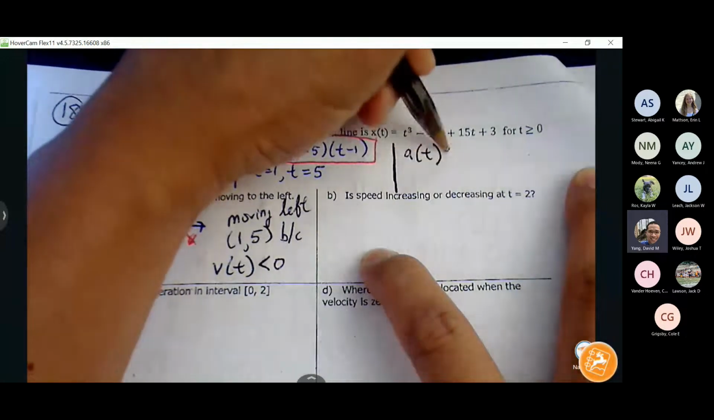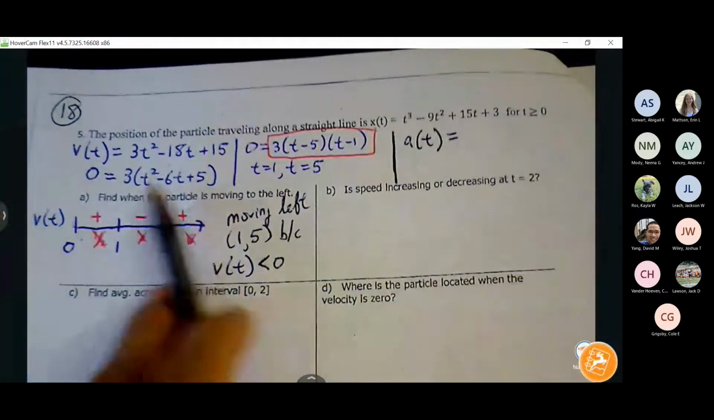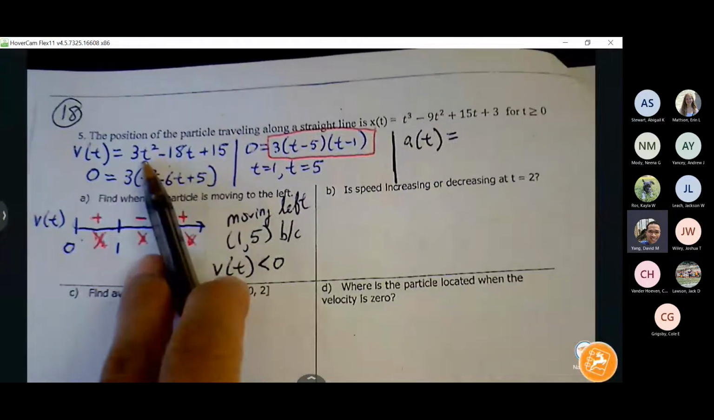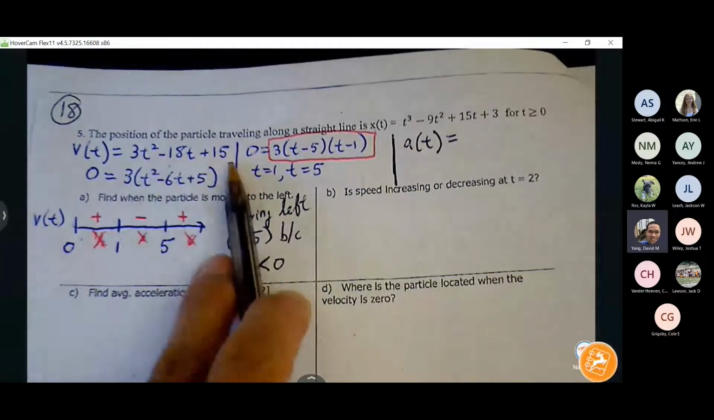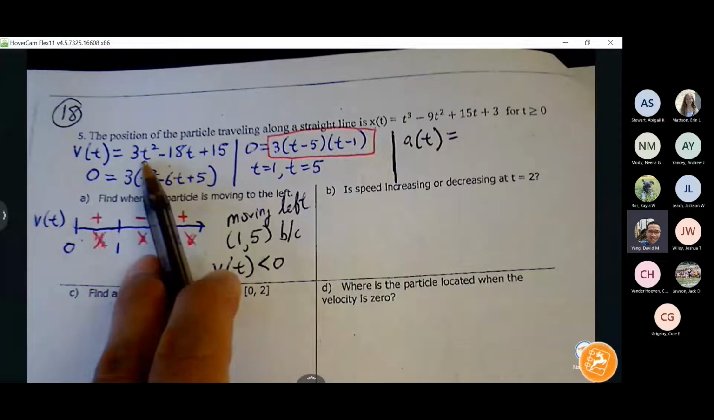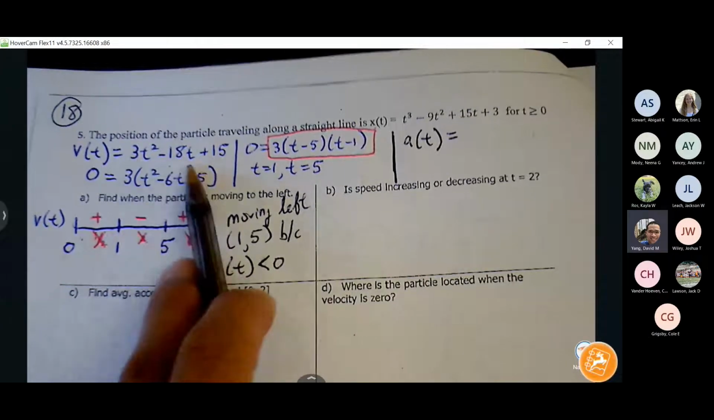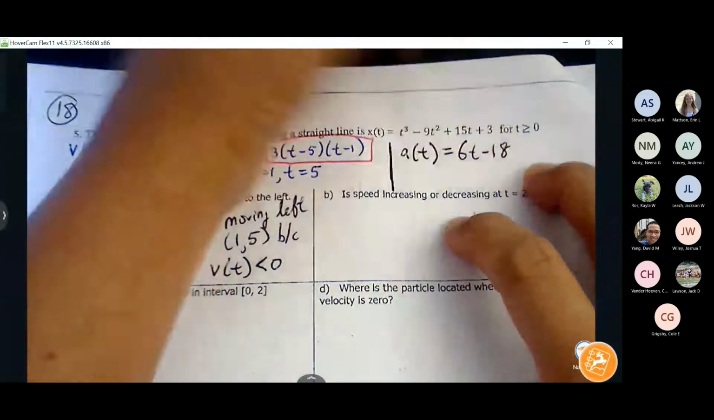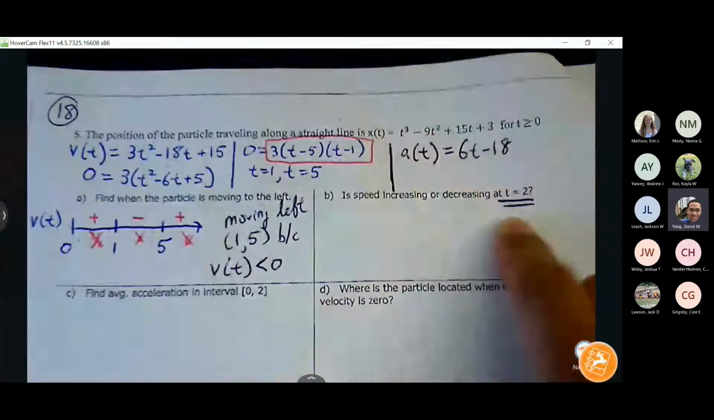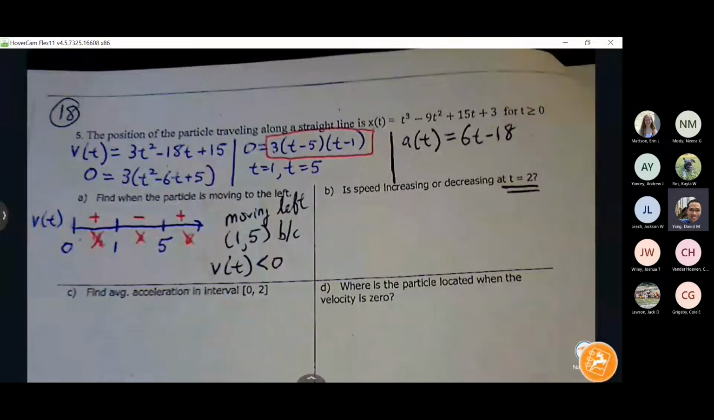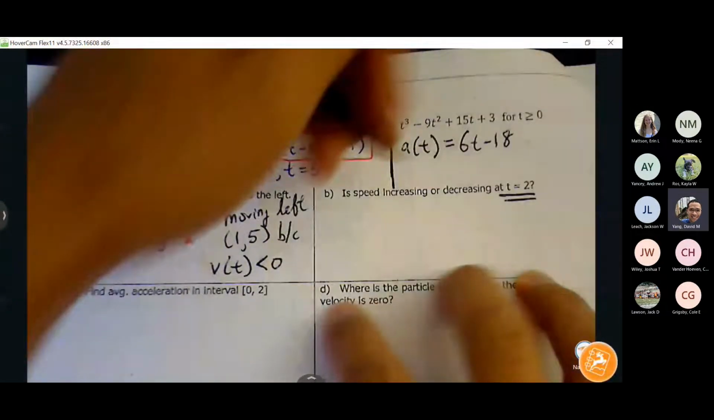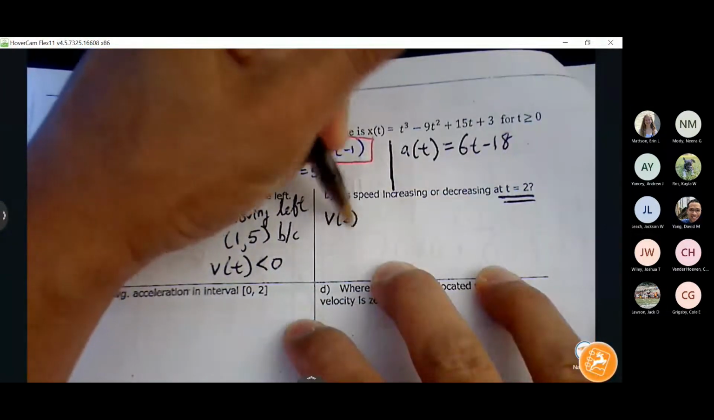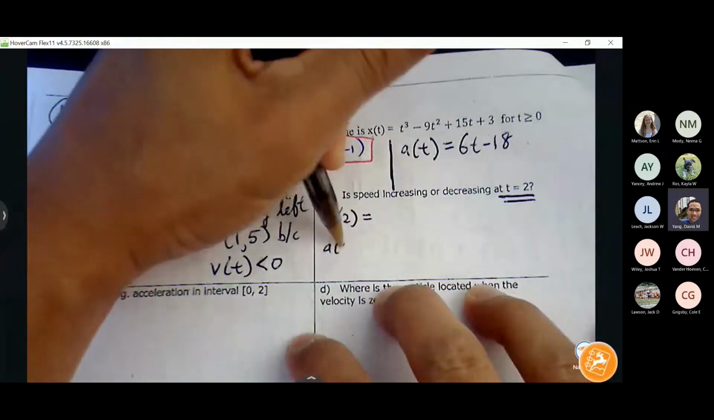A of t equals. So here's my velocity function. This is the easiest one for me to find the derivative without all the parentheses. So power rule for each term, 6t minus 18. So I'm only testing for one particular point. So I'll say v of 2 and a of 2.